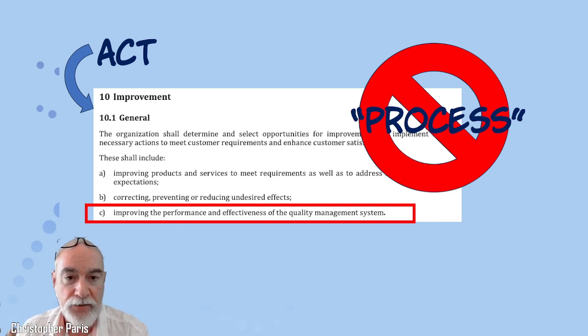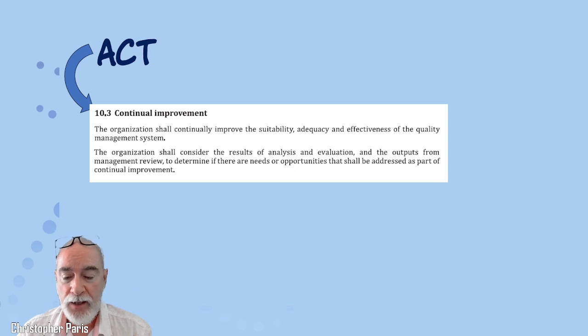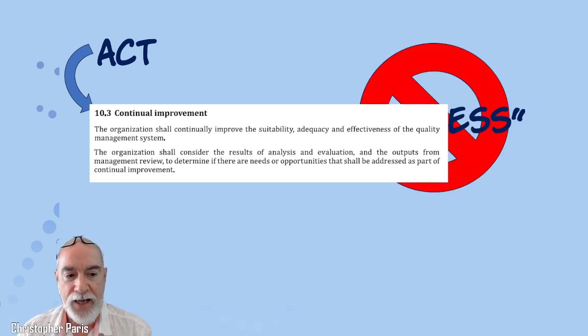There's no connective tissue back to that 4.4. They just say, oh yeah, just improve the effectiveness of the quality management system, not telling you how to do that. In 10.3, they repeat the same problem. Again, the word process, the slide is backwards, but that's okay, does not show up anywhere in that. So they never connect the dots.